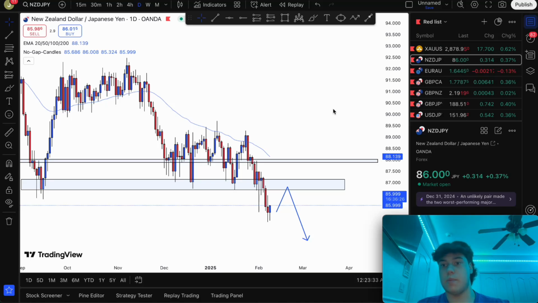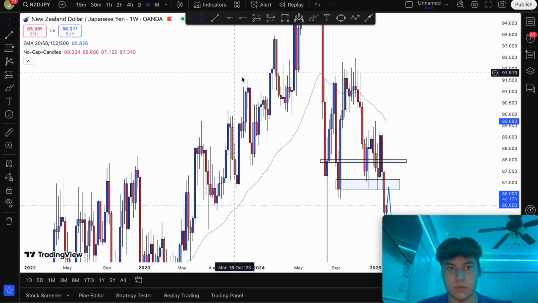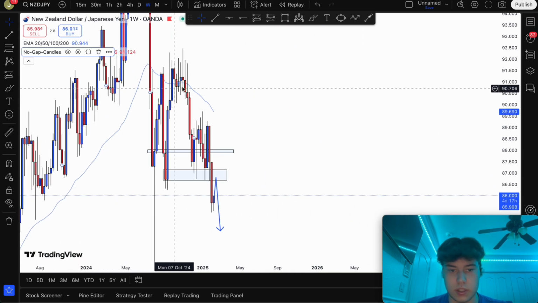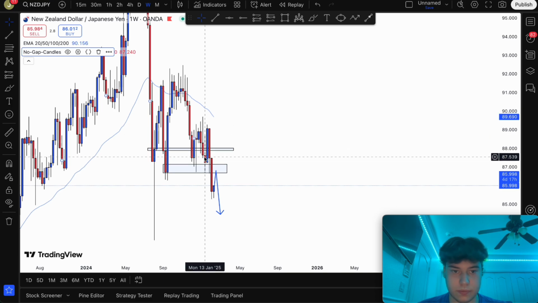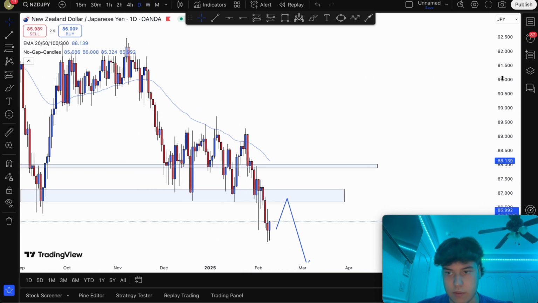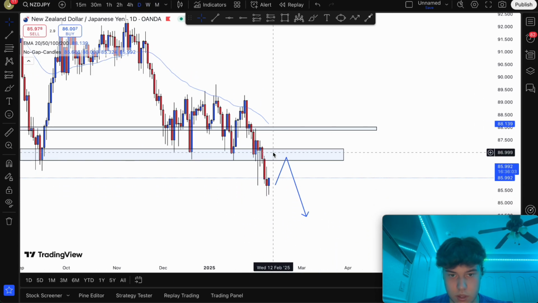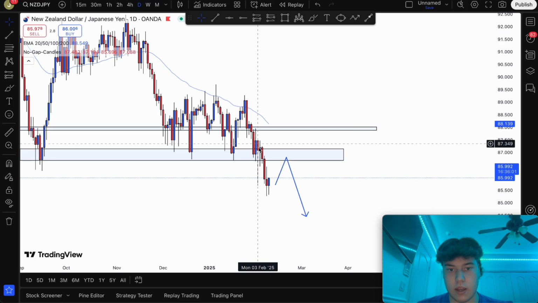All right, let's go over my top pairs for this week. First, we have NZD JPY. On the weekly time frame, we are bearish. This is our lower high, and this is our lower low. On the daily time frame, we are also bearish. This is our lower high, and this is our lower low.